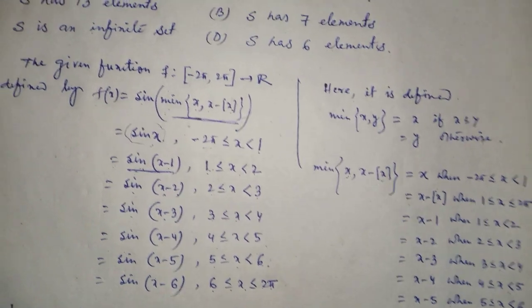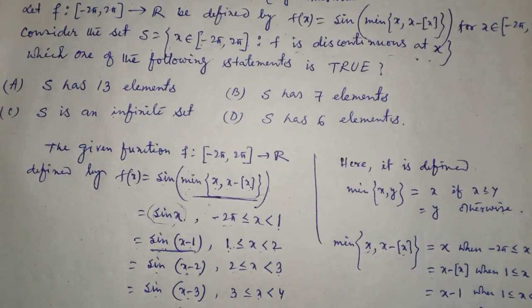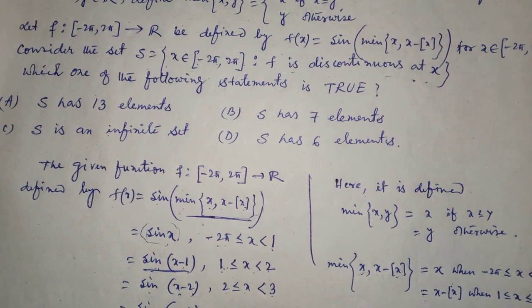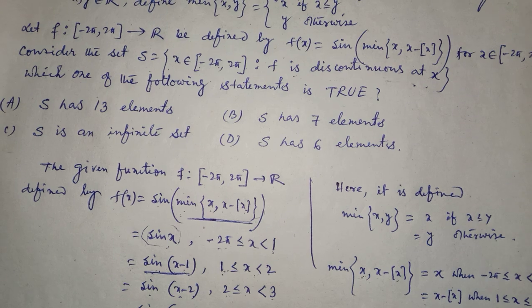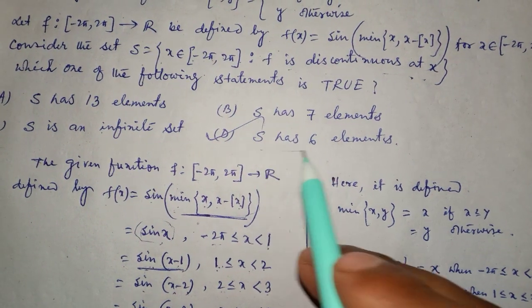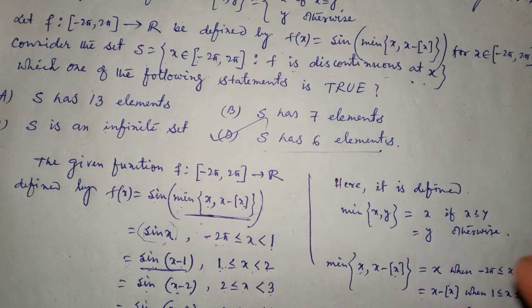Therefore, the cardinality of the set S is 6. That is, f is discontinuous at 6 points. Therefore, option D is true. S has 6 elements. Thank you.